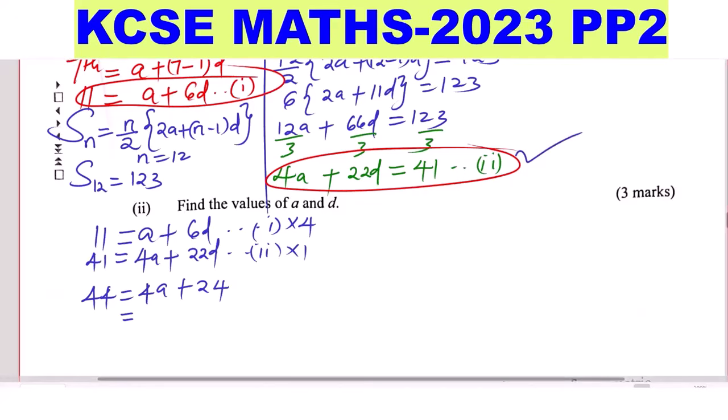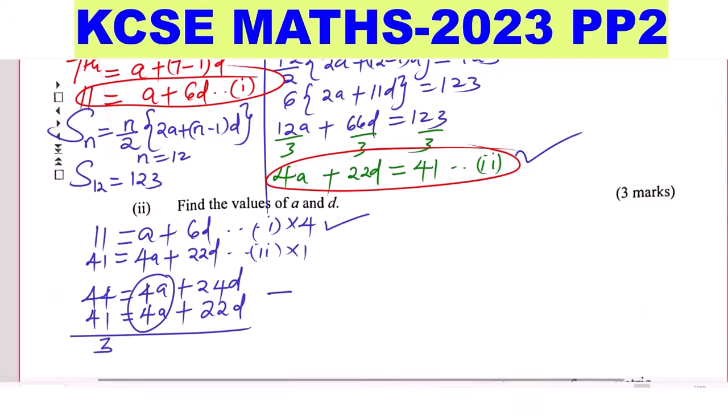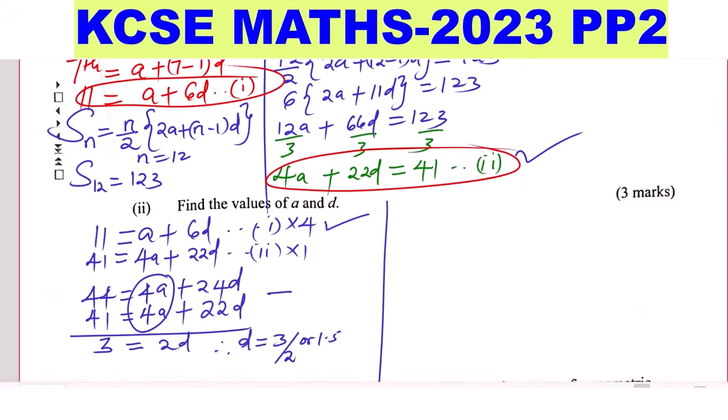It is here. So when you subtract these, this is 4a plus 22d. This was 24d, 22d. So the first equation, we've multiplied everything by 4. The second equation, multiply by 1. So you can see now you can eliminate a. You subtract the 2. 44 minus 41, you get 3 is equal to 24d minus 22d, you get 2d. So from here, you get d as 3 over 2 or 1.5. That is the value of d.